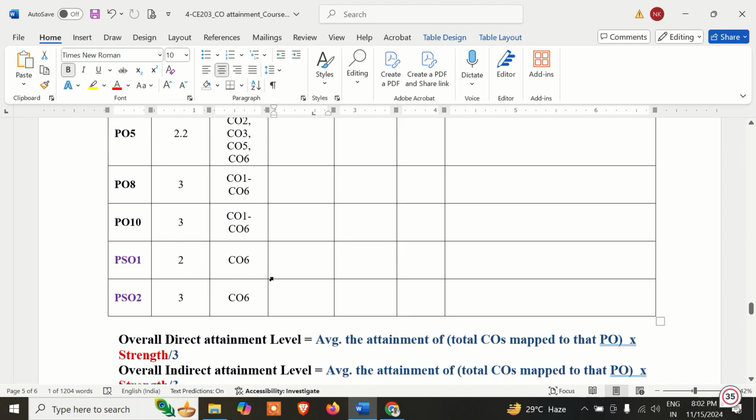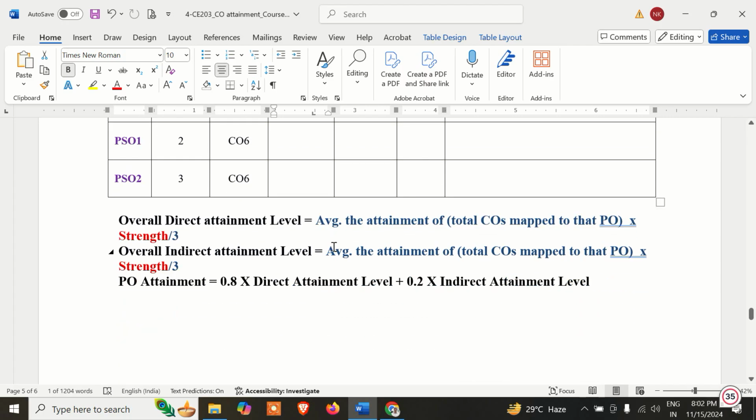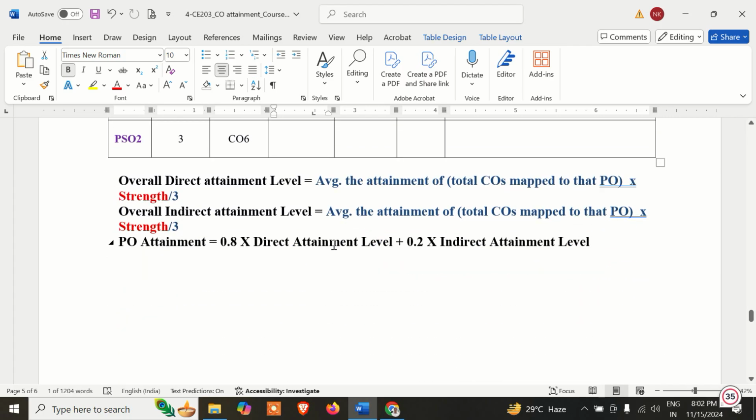So that's how the CO target, CO attainment, PO target, PO attainment work. You can also have program specific outcomes, their target, their attainment.